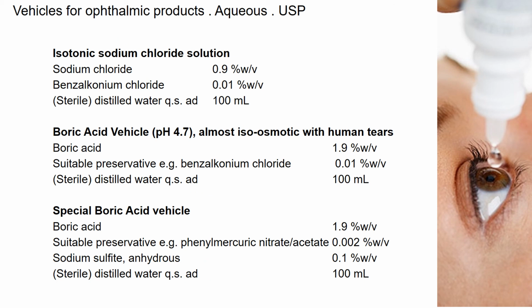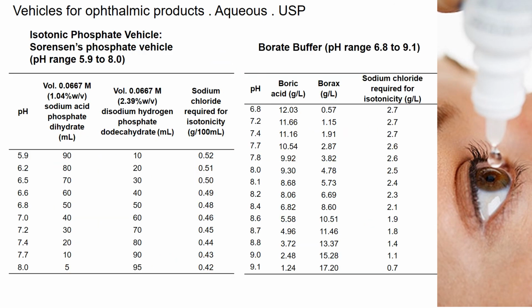The following two slides will show you a list of commonly used isotonic vehicles in USP, which may be buffered. You may use the ready formula for formulating your ophthalmic product. We have here isotonic sodium chloride solution, which is not buffered. Addition of buffer may be needed. Boric acid vehicle and special boric acid vehicle are buffered isotonic vehicles. Over here, we have isotonic phosphate vehicles, or Sorensen's phosphate vehicle, and borate buffer, which provide a wide range of pH which you can choose based on your drug.